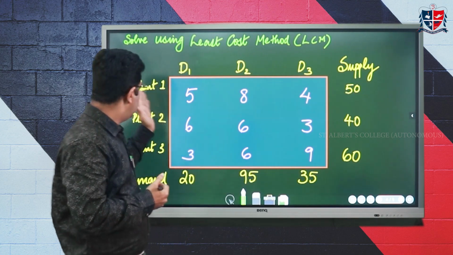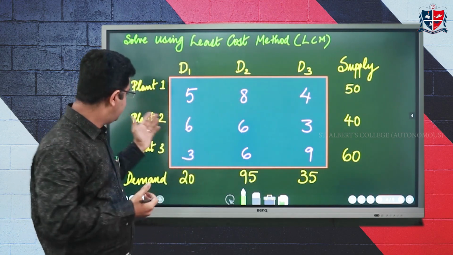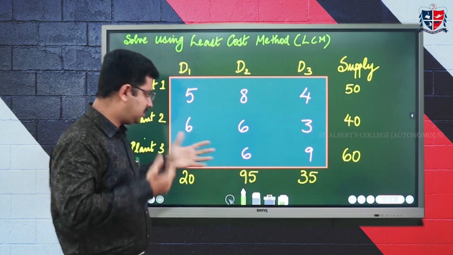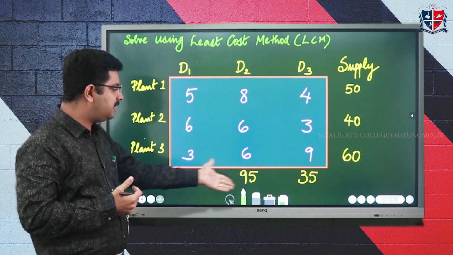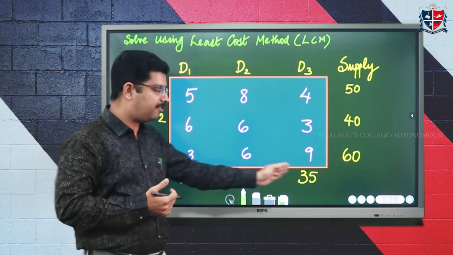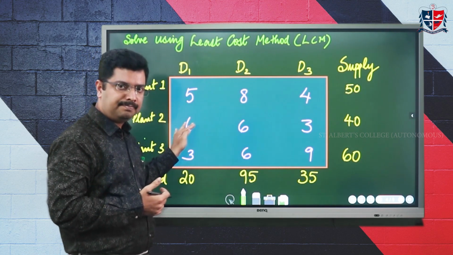Three destinations. Now, the plant 1 supply is 50, maybe it could be in thousands. Plant 2 is 40 in thousands, and plant 3 accordingly. And the destination demands are 20, 95, and 35. This is the transportation cost that is involved.